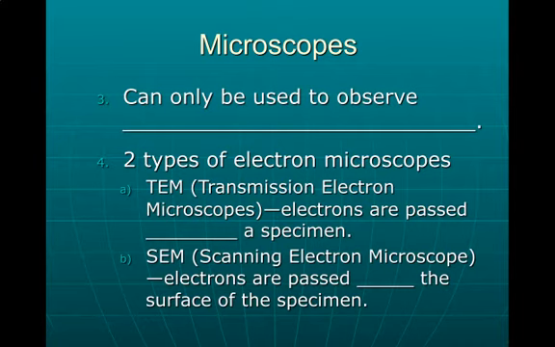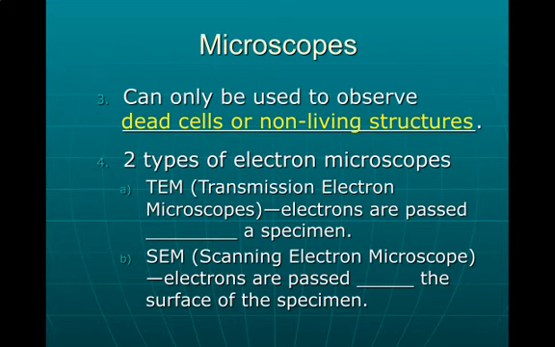Okay, for our electron microscopes, you need to know that they can only be used to observe dead cells or non-living structures. Okay, we're passing electrons over or through them, so if you take an object that's living, this can cause multiple problems. So the structure has to be dead or non-living. It has to stay completely still.